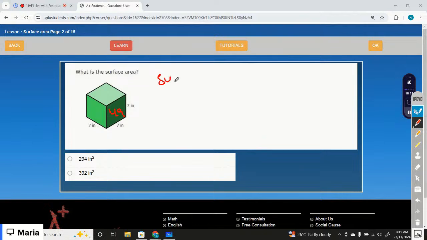So that means the surface area of the cube is, there are six faces. Each face has the area 49. So just do 6 times 49. That is 294 inches square.